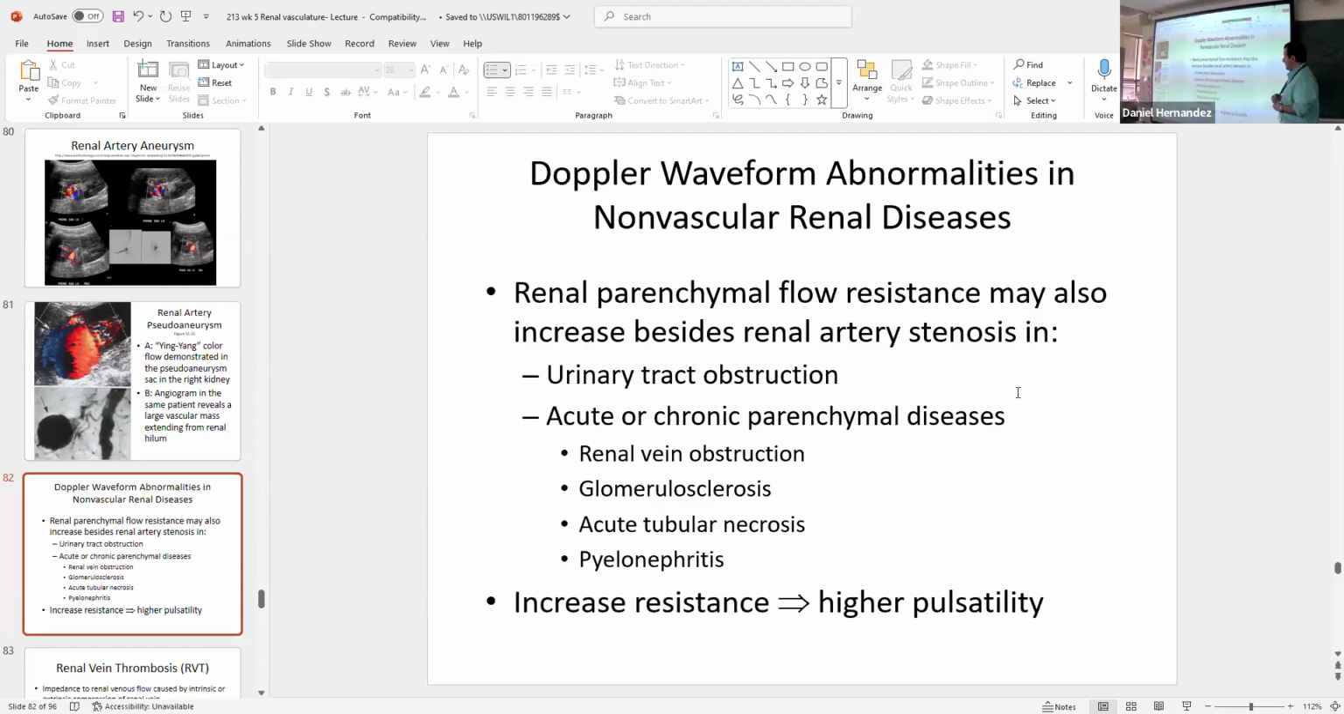That acute or chronic parenchymal disease could be a result of renal vein obstruction, glomerular sclerosis, or acute tubular necrosis, which we'll see particularly prevalent in transplant patients where the kidney's basically breaking down from the inside. Pyelonephritis, which is infection, pus getting into the ureter and then working its way into the kidneys, infecting the kidneys. As a result, these conditions all will increase resistance within the kidney, leading to more pulsatility and increased RIs.